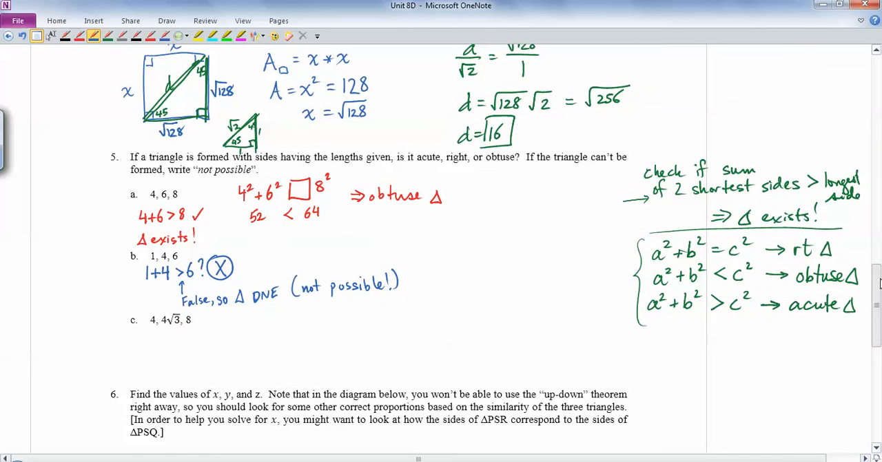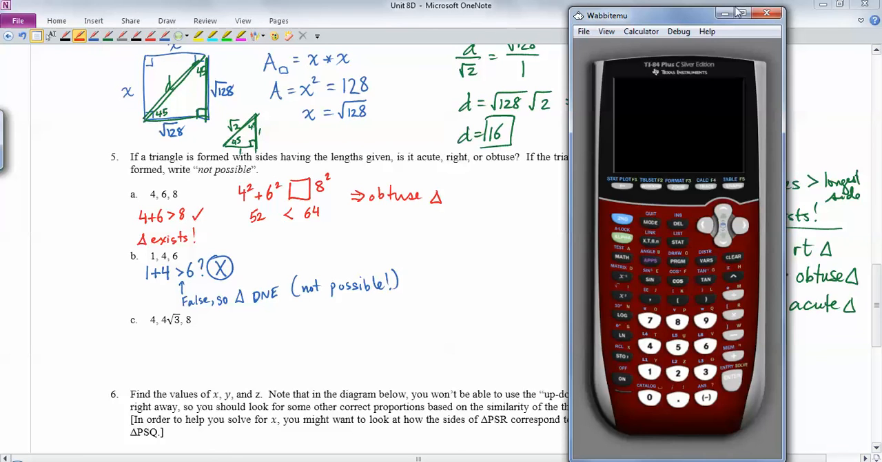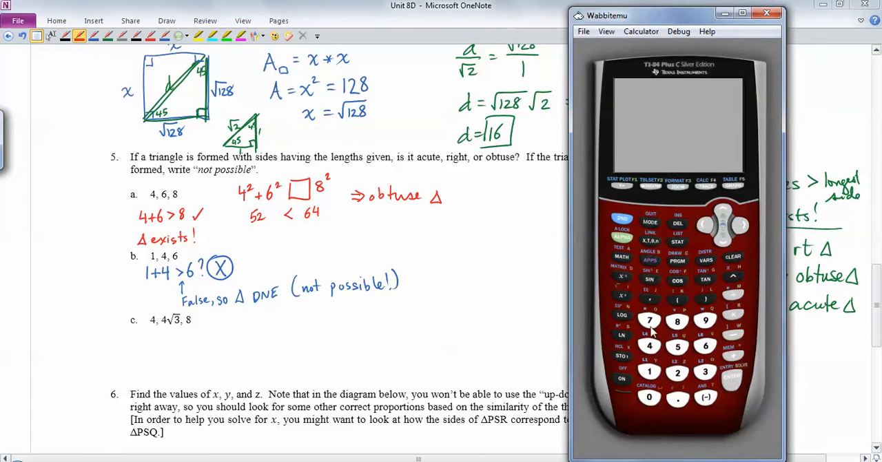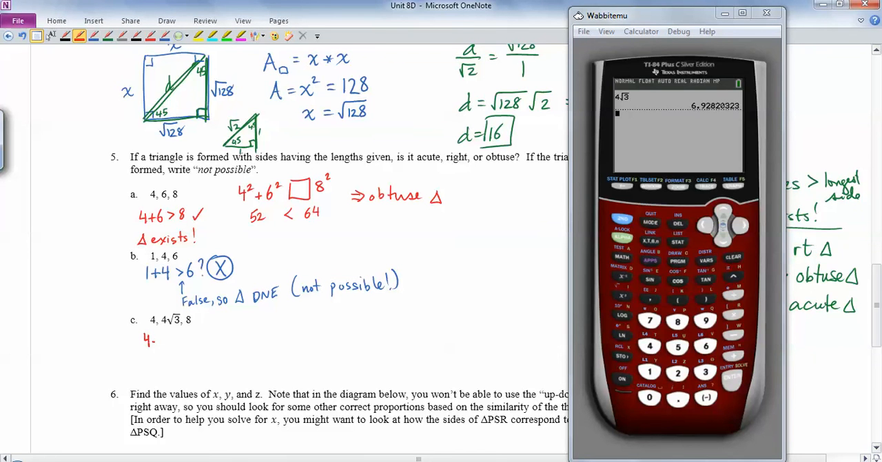And then for the last one, 4 root 3, let's get a ballpark estimate for what 4 root 3 is. So 4 root 3 is about 6.93-ish. So if I do 4 plus 4 root 3, those are the two short sides. I'm checking to see, is that bigger than 8? Well, if I add 4 to 4 root 3, yeah, 10.9 is bigger than 8. So this works. The two short sides add up to be longer than the third side, so this is going to be a triangle that can exist.